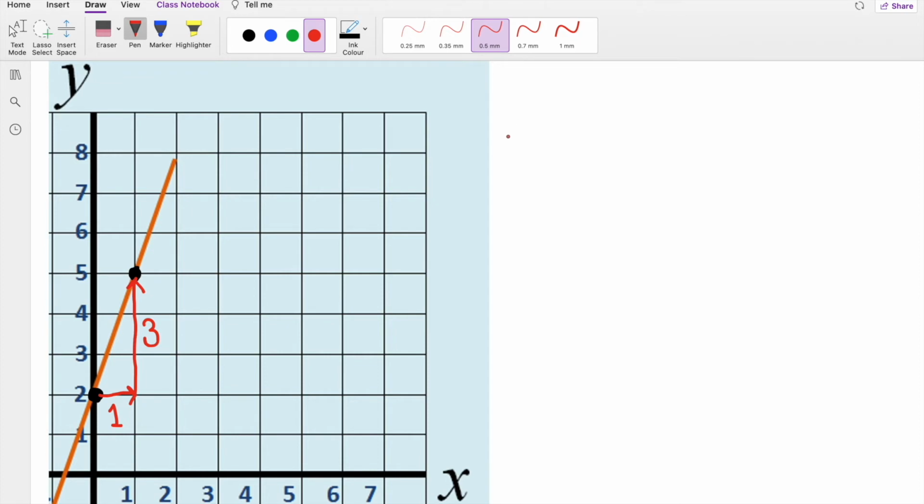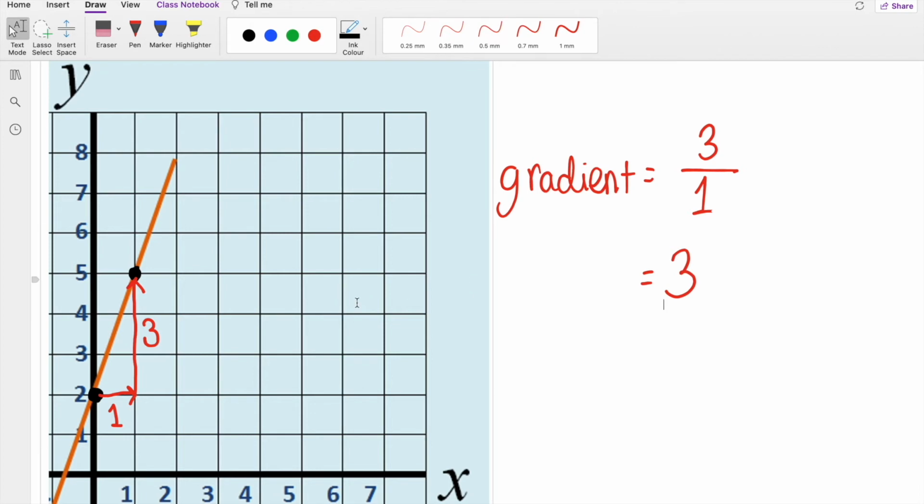Gradient is the change in y over the change in x. So my gradient for this line, the change in y, I've travelled up 3, divided by the change in x, I've travelled across 1. 3 divided by 1 is 3. So this line has a gradient of 3.